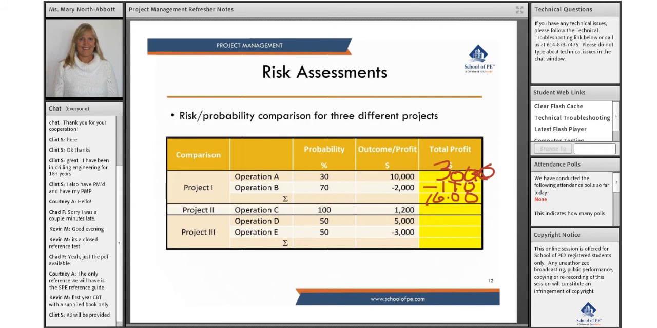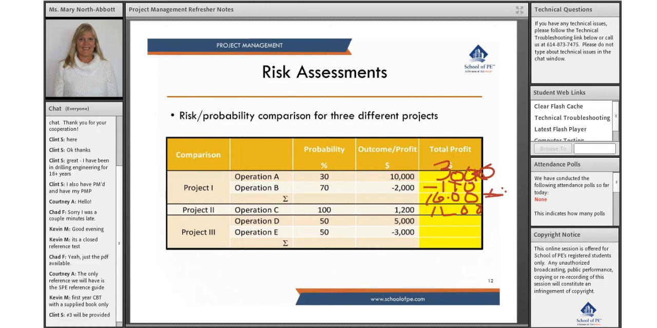And for Project 2, of course, you take the same 100% chance of happening at 1,200, so your total profit is 1,200. Obviously for the first one so far, you have 1,600, so that's a better deal.